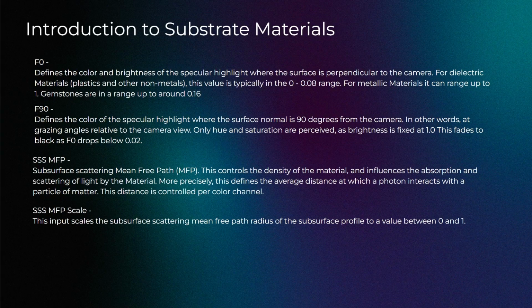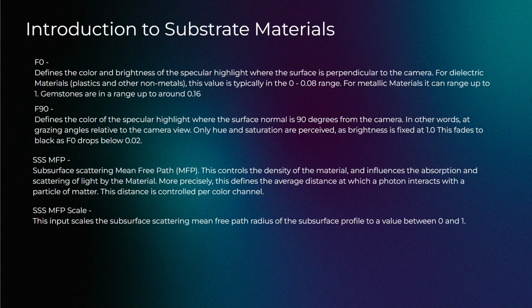F90 defines the color of the specular highlight where the surface normal is 90 degrees from the camera, in other words, at grazing angles relative to the camera. Only hue and saturation are perceived, as brightness is fixed at 1.0. This fades to black as F0 drops below 0.02.